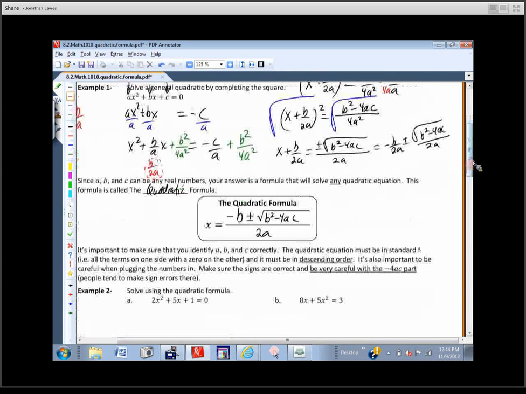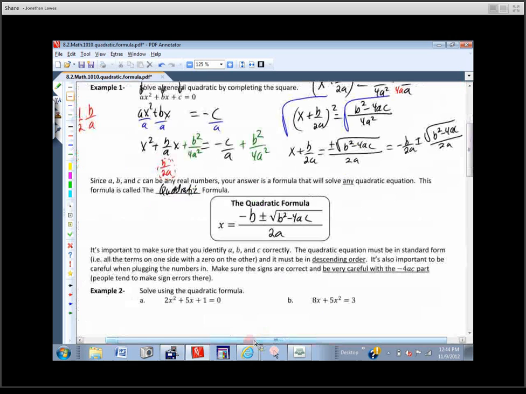Now, there are a couple key things that we need to remember before we just plug things into this formula, okay? The first thing is you want to make sure you figure out a, b, and c correctly. This will not give you the right answers if you plug in the wrong things, okay? The equation has to be in standard form. That means all the terms have to be on one side and a 0 on the other side, and they've got to be written in descending order. If you grab them in the wrong order, you're going to get the answer wrong, okay?